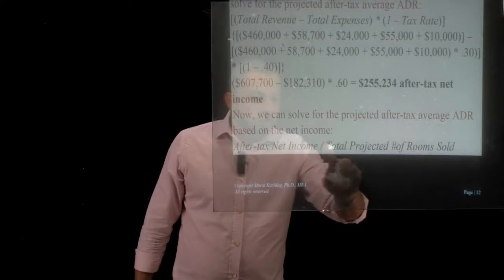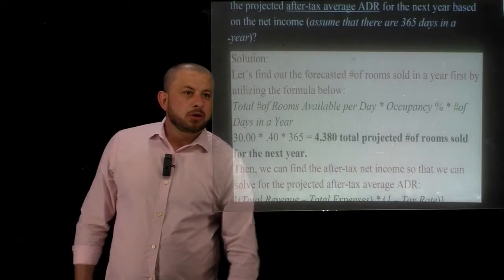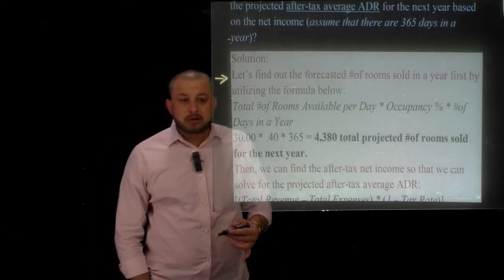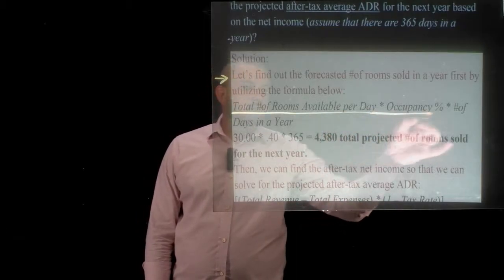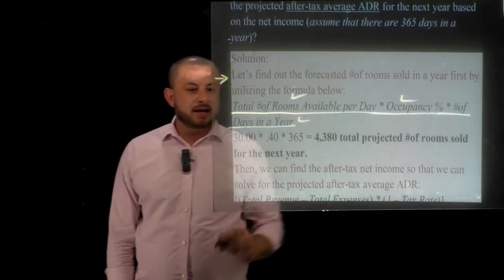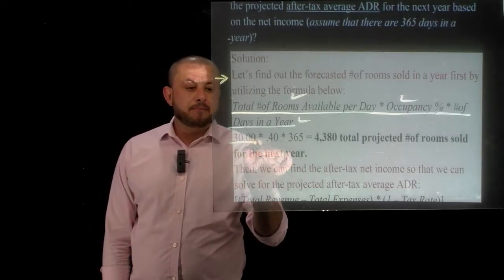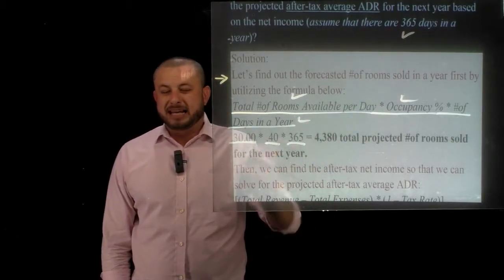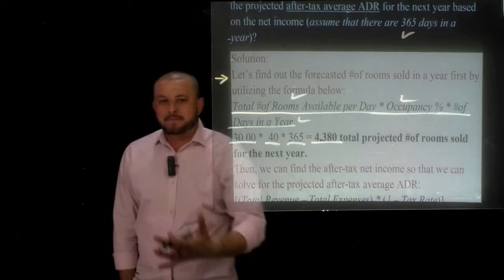Let's start with this guy right here. Let's get the number for this guy. Let me go back up and show you. Let's find the total number of rooms sold first, okay? Total number of rooms sold is equal to total number of rooms available per day multiplied by occupancy percentage multiplied by number of days in a given year. I have this guy, and this guy. Therefore, total number of rooms sold in a given year is equal to 30 multiplied by 40 multiplied by 365, because 365 is the number of days given in a year. 4,380 rooms that we project to sell for the next year.